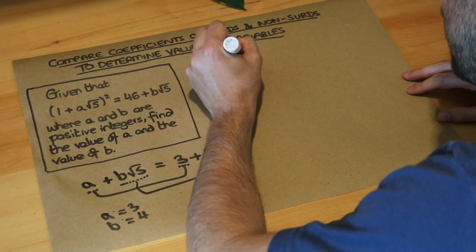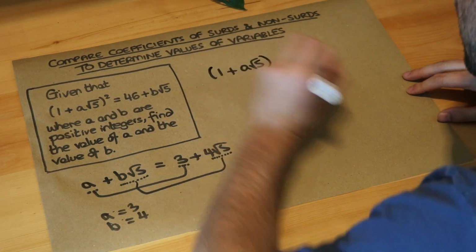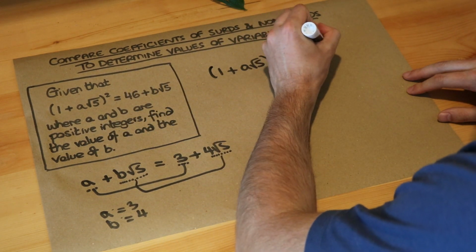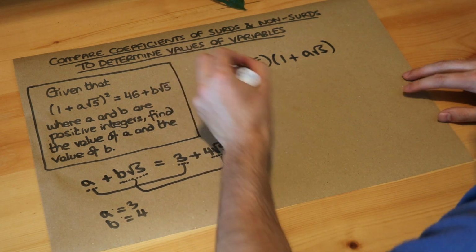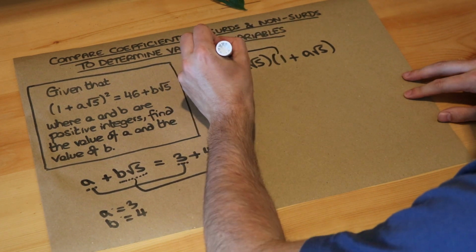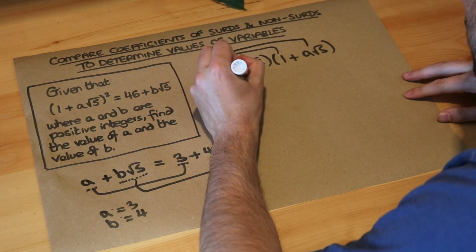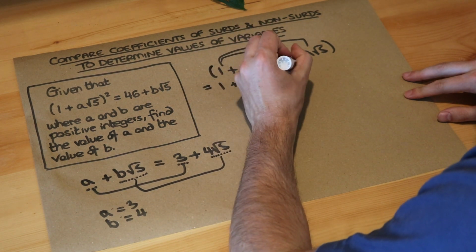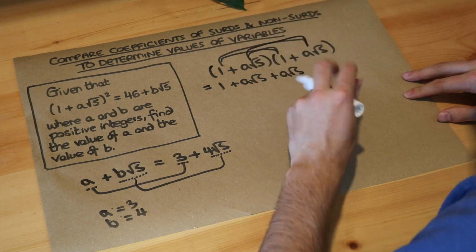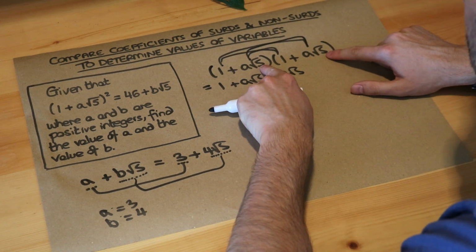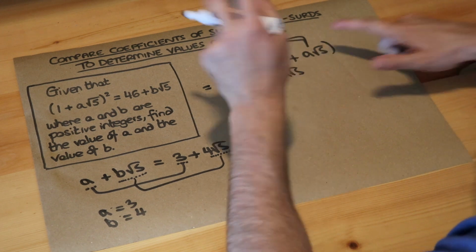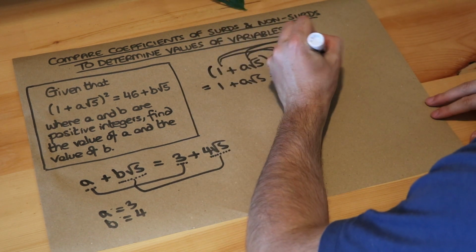We're going to do (1 plus a root 5) squared, and to square it you just times it by itself. So we've got the 1 times the 1, which is 1. We've got the 1 times a root 5, which is a root 5. We've got the a root 5 times the 1, which is a root 5. And we've got the a root 5 times the a root 5. Well, root 5 times root 5 is 5. The a times the a is a squared, so it's 5a squared.